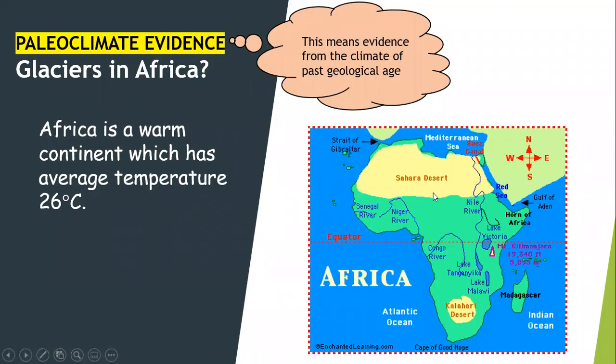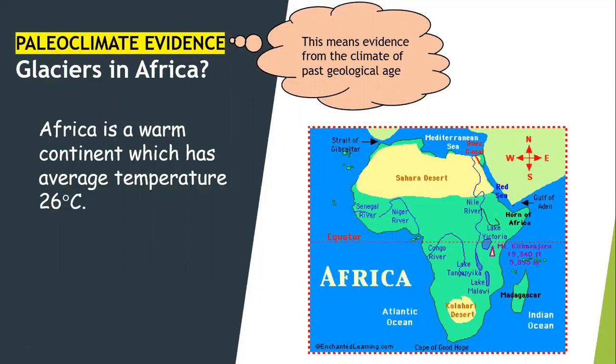Now, one evidence which I was talking about is paleoclimate evidence. What is paleoclimate evidence? Paleoclimate evidence is evidence from the climate of a past geological age. What does that mean? From millions of years ago, the climate was different in the continents because continents were at different locations at that time. Now see, if any continent is close to the equator on our earth, it normally receives warm weather. If something is close to the poles, it has a freezing climate, right?